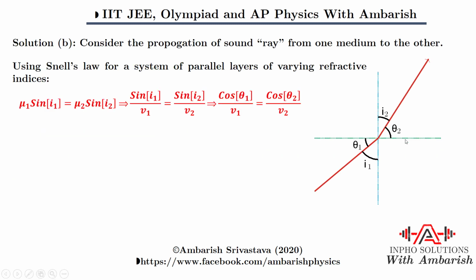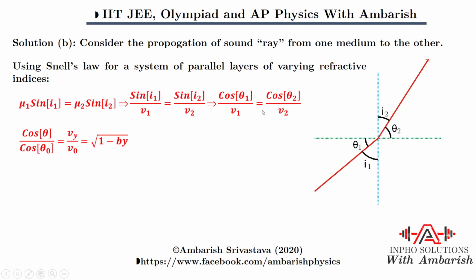So you know that when we have one medium and another medium and there's a boundary, mu1 sin i1 is equal to mu2 sin i2, where i1 and i2 are the angles. Now mu is nothing but c by v, so it is inversely proportional to v. So we can write 1 upon v1 instead of mu1. So sin i1 by v1 is equal to sin i2 by v2. Now what is sin i1 and sin i2? i1 is nothing but the complement of theta 1. So sin i1 can be written as cos theta 1 and sin i2 can be written as cos theta 2. So cos theta 1 by v1 is equal to cos theta 2 by v2. So you can just say cos theta 1 by cos theta 2 is v1 by v2.